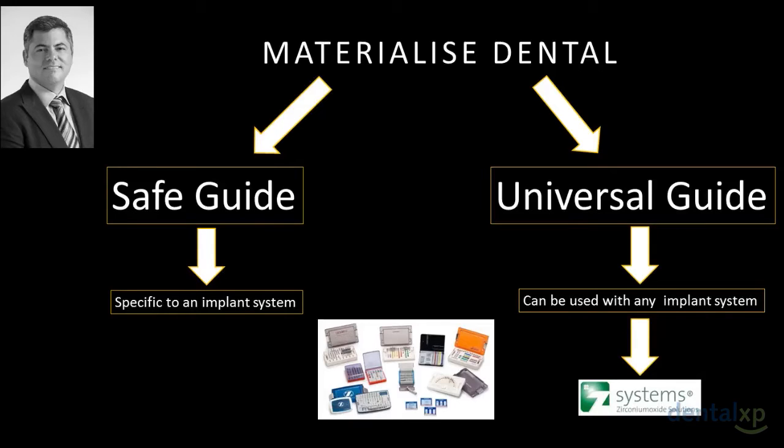There is an additional system called the Universal Guide, and it's a system that was fabricated by Materialise with the whole purpose that it could be utilized with any kind of implant system. The Universal Guide would be the right guide to be utilized with the Z system or with any other implant system that doesn't have a Safe Guide. The Universal Guide is specific to any kind of implant system at all. So if you have an implant system, you can do the surgical procedure utilizing the Universal Guide.